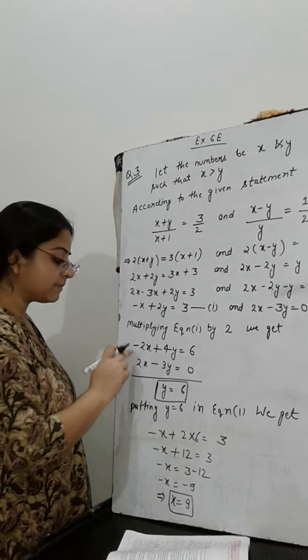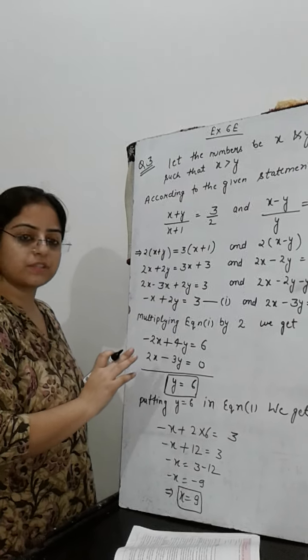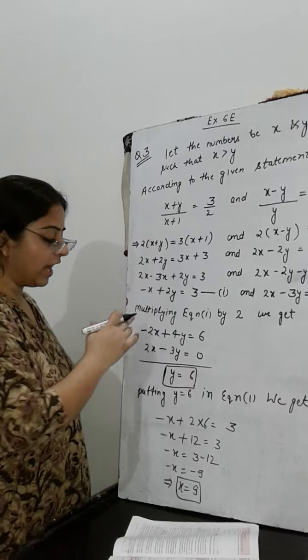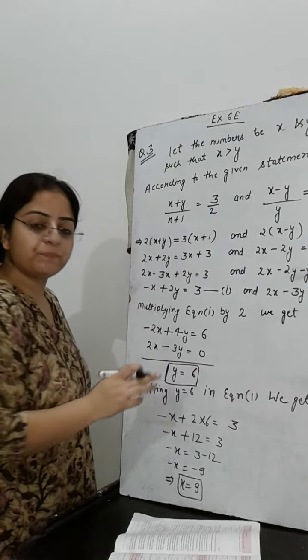in both the equations but their signs are different. Here minus 2 is given, here plus 2 is given. So we will directly add them. On adding, these two terms will be cancelled and we will get y equal to 6.